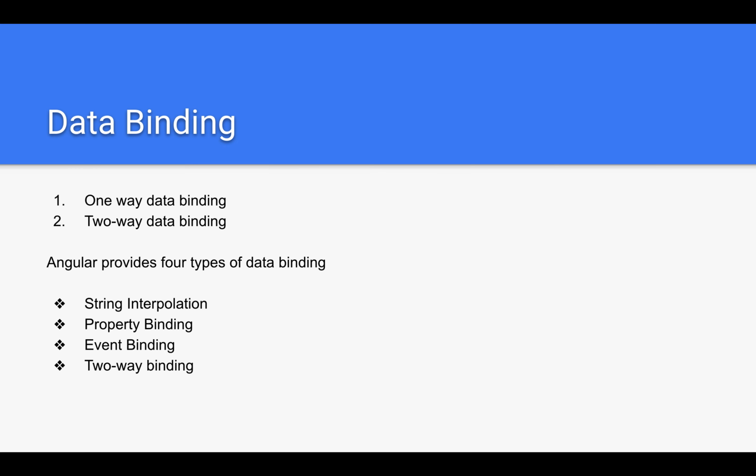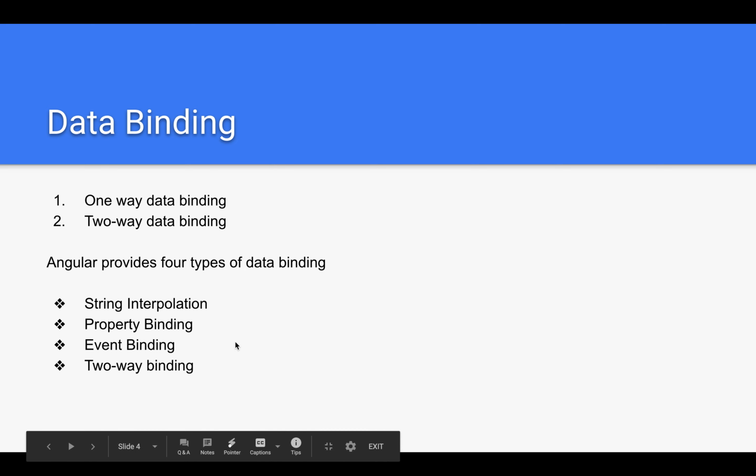So here, whatever data is there inside your TypeScript code, you can create some variable. That variable data can be changed from the TypeScript code or from the HTML code also. So that is called two-way binding. Okay, so basically Angular provides 4 types of data binding. The first one is string interpolation, second one is property binding, third one is event binding, and the fourth one is two-way binding.